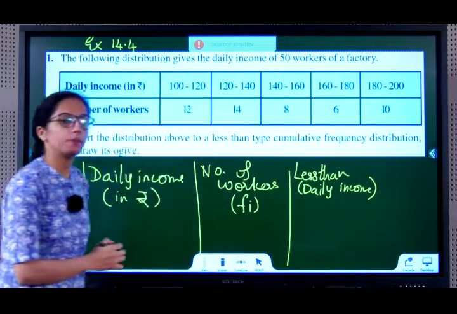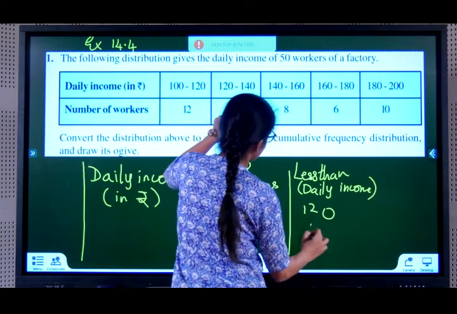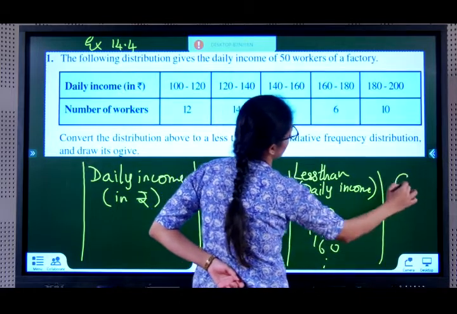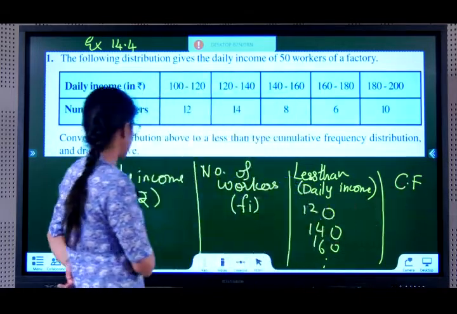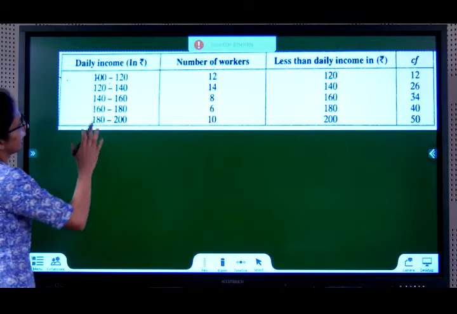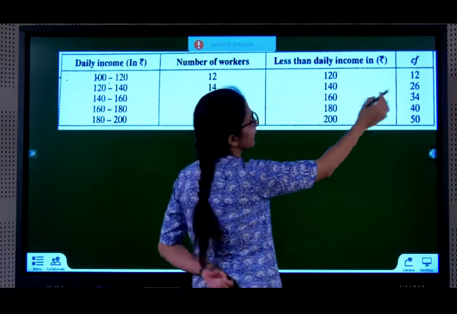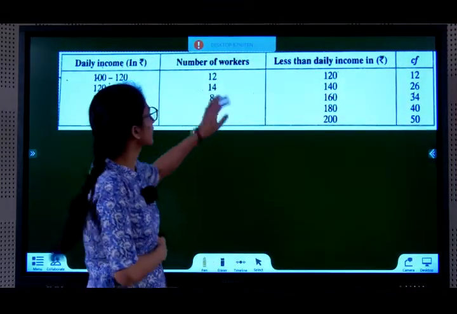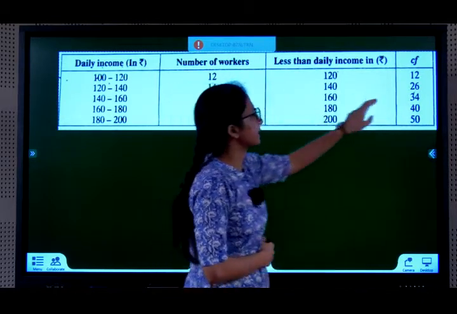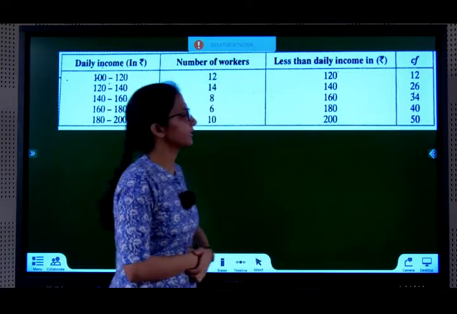Less than will always be upper limits or lower limits? Upper limits. So it will be less than 120, less than 140, less than 160 and so on. And cumulative frequency, you all know how to find. Draw this table, fill it up, we'll see if it matches with mine. So we have daily income, number of workers, we took the less than daily income, the upper limits, and we found the cumulative frequency. How did you find the cumulative frequency? 12, 12 plus 14, 26, 26 plus 8, 34, 34 plus 6, 40, 40 plus 10, 50. We've already learned this in the previous exercise.